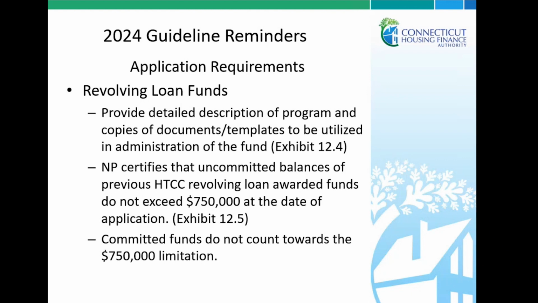And the nonprofit needs to certify that uncommitted balances of previous HTCC funds do not exceed $750,000. So that's Exhibit 12.5 in the application. Committed funds do not count towards the $750,000 limitation.